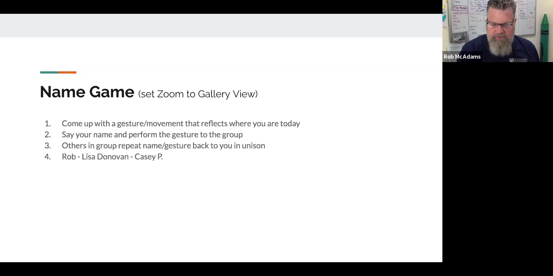So the name game is an improv game from the theater world, and you just come up with a gesture, movement, or action, and it kind of reflects where you are today. And then what you would do is you would say your name and perform that to the rest of the group, and then the rest of the group repeats back your name and the action or the gesture simultaneously. And we use this a lot. Well, we use this in almost every single course we do on the first day, because we want to establish a learning community based on equity, trust, and candor. So what we're going to do now is, I'll go and model it, and then Lisa will go and Casey will go.